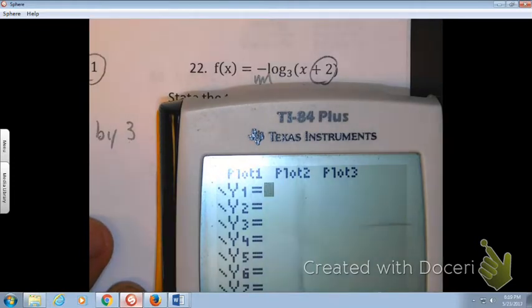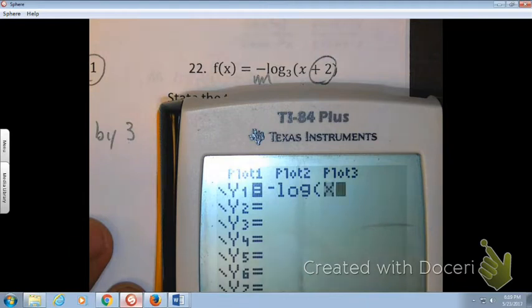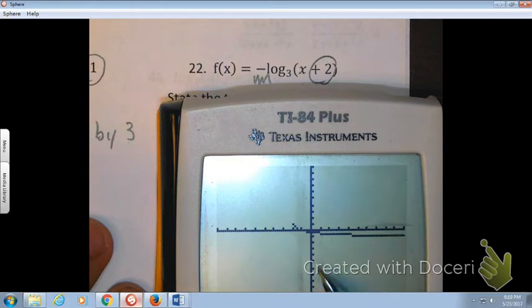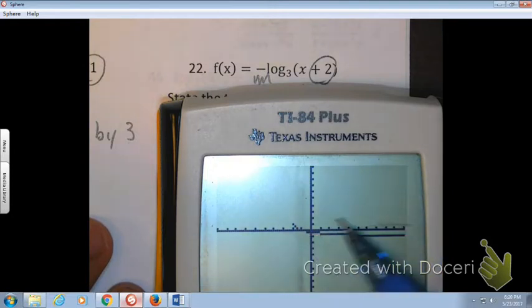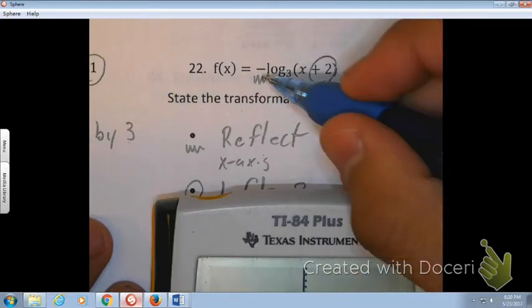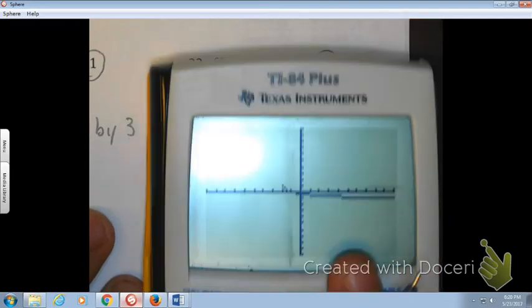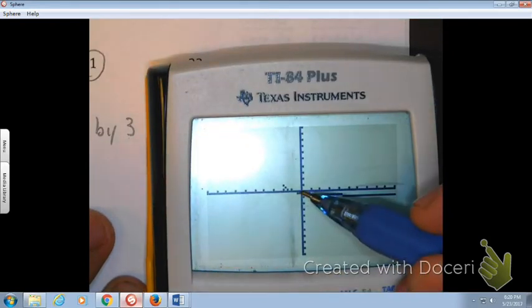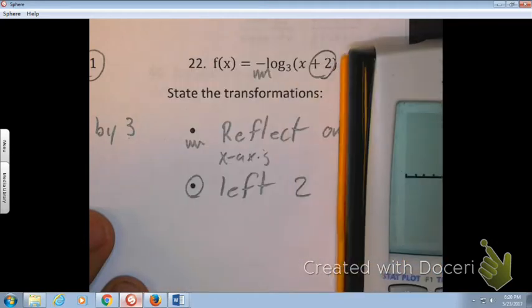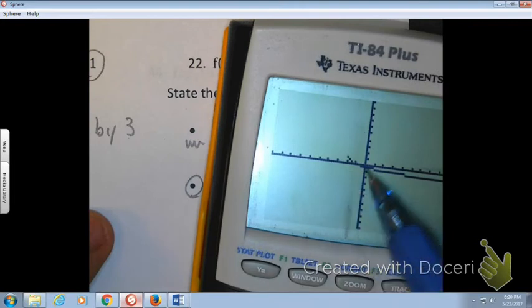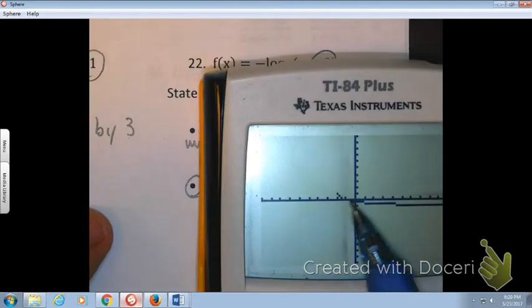If we have negative log of x plus 2, notice that it opens downward instead of opening like this, like the other ones. That's what the negative makes it do. And it also doesn't start at 0. It moves to the left. So we're going to move it to the left 2 units, 1, 2.